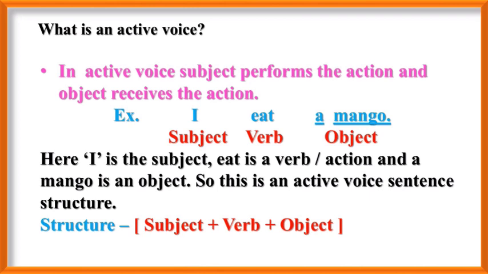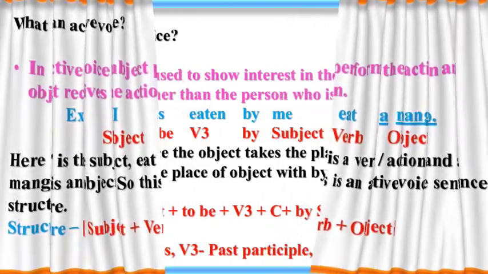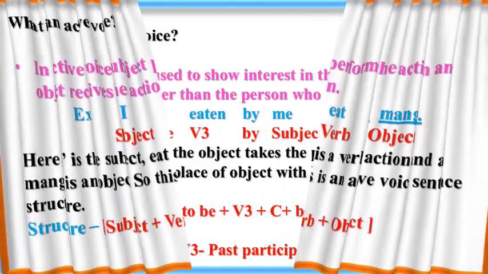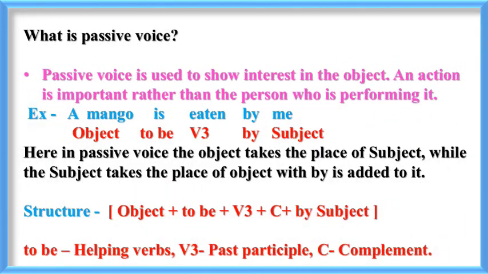Let us learn the structure of active voice. Subject plus verb plus object. Remember the structure properly. Let us learn what is passive voice. Passive voice is used to show interest in the object. The action is important rather than the person who is performing it. Example, a mango is eaten by me.